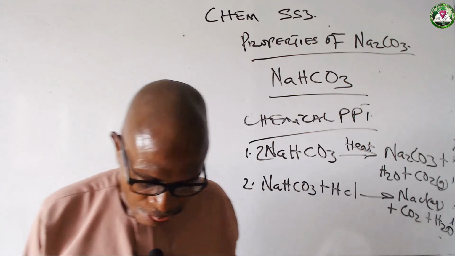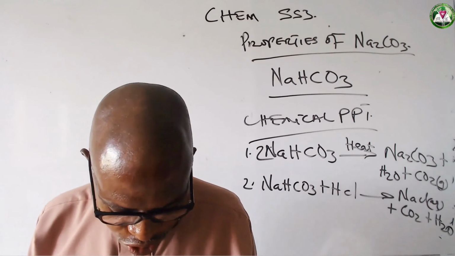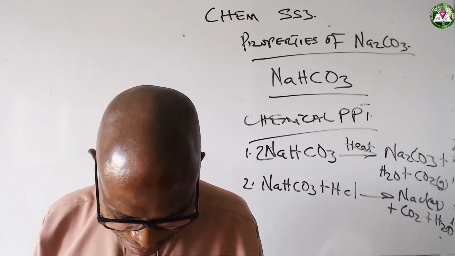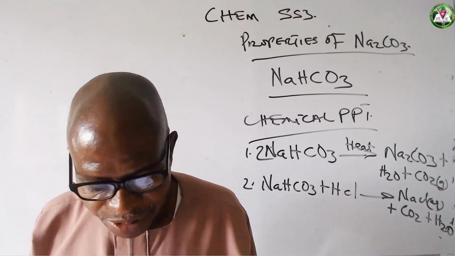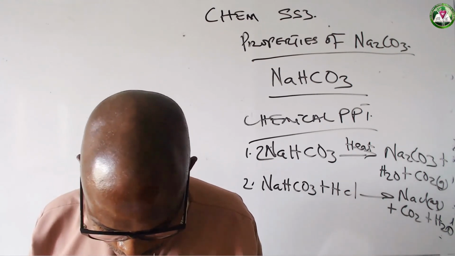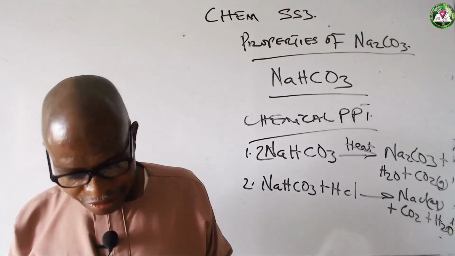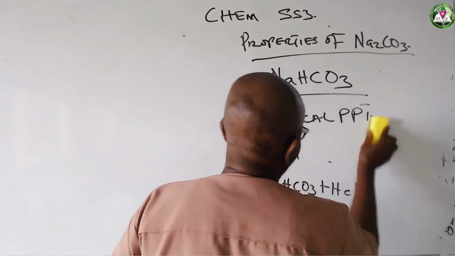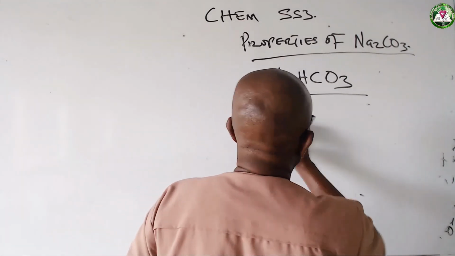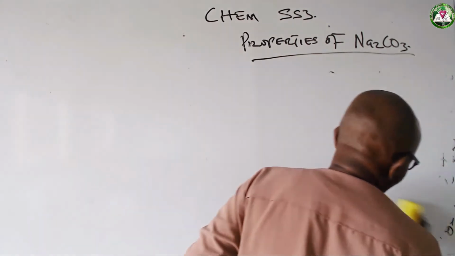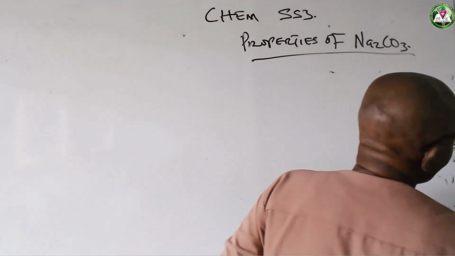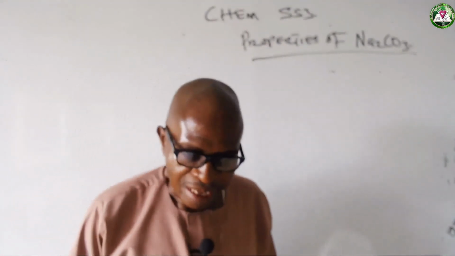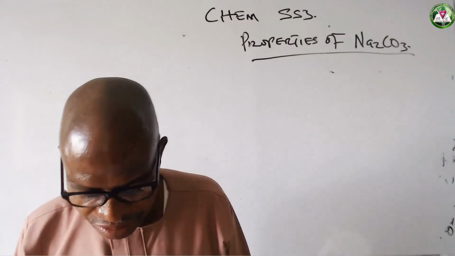That is the uses of sodium hydrogen trioxocarbonate IV. That is the end of the lesson for sodium. Remember that when we did sodium, first and foremost, we did sodium as a metal. We now looked at the compounds of sodium, and the ones we treated were sodium hydroxide, sodium trioxocarbonate IV, and sodium hydrogen trioxocarbonate IV.